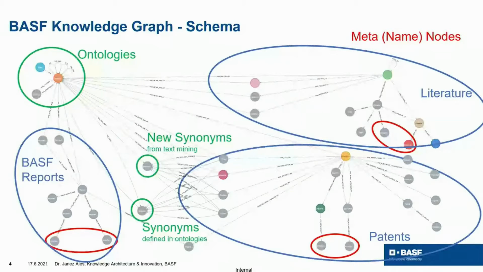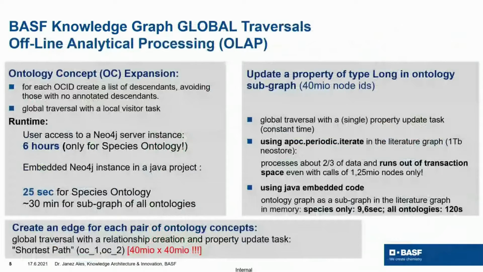Now, what can one do with a structure like that? You can do local, you can do global traversals. One of the first testing tasks was to produce a list of descendant ontology concepts for each of the ontology concepts, however, avoiding all those who have not been annotated, or better, avoiding all those who have no annotated descendants. In other words, pruning this graph. This local task is exponential, so it's a good test.